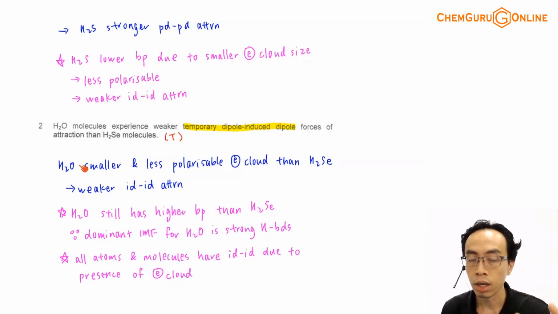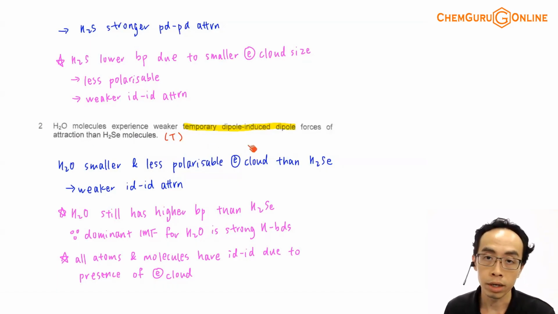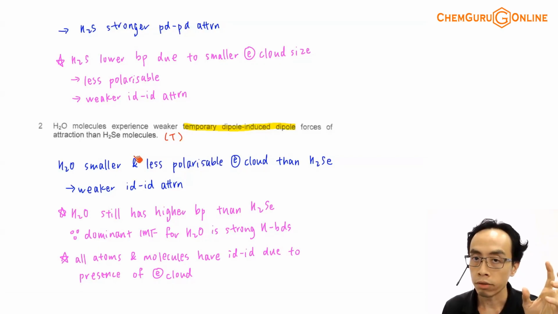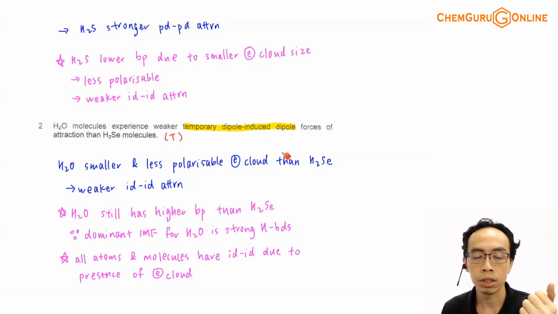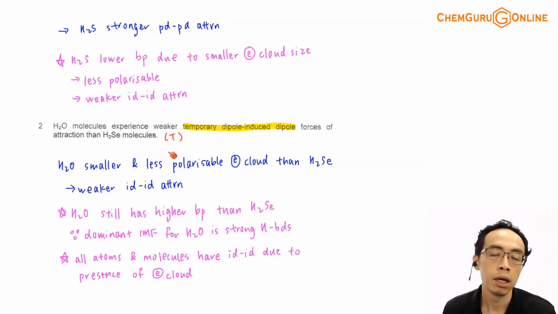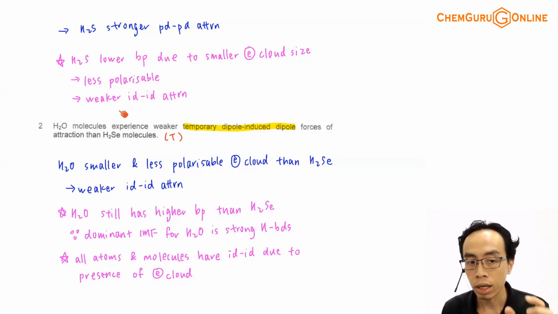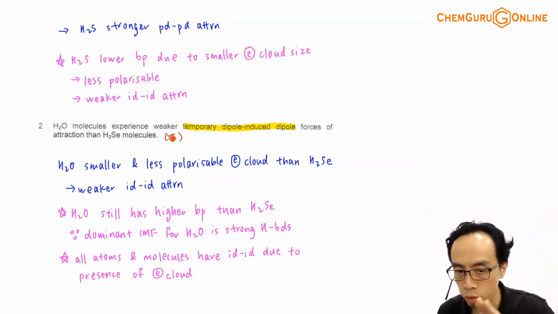Because water molecules are smaller in terms of size, and ID-ID is directly related to electron cloud size. So smaller electron cloud size means less polarizable, and ID-ID is weaker. So statement number 2 is true, but it doesn't contribute to the difference in the boiling point of water versus H2Se. Water is supposed to have the highest boiling point here, right? So that's why some of us may feel that it should involve hydrogen bond, so statement number 2 is false.